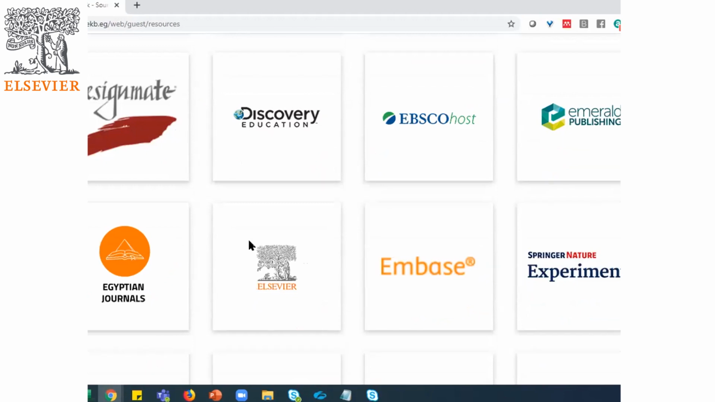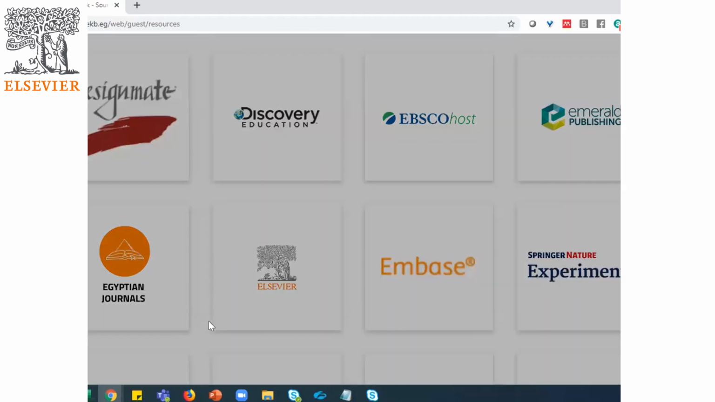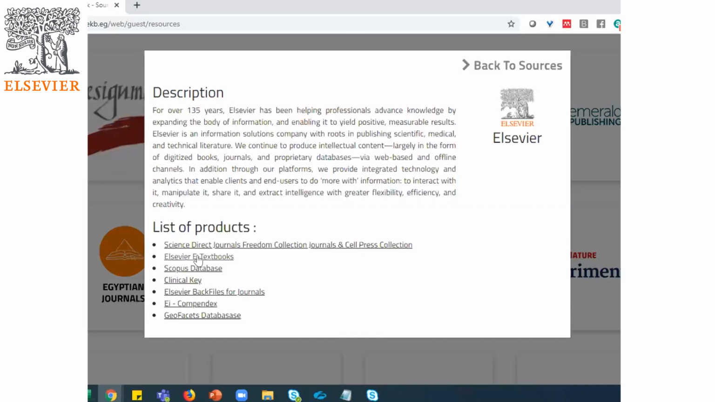If I click on Elsevier, I can see the list of solutions being provided by Elsevier: Science Direct textbooks, Scopus database, Clinical Key, Backfiles for journals, EI Compendex, and Geofacets database. And I just need you to notice that there are some Elsevier solutions that are not listed under Elsevier and are listed separately. Clinical Key is already mentioned here, and it's mentioned separately as well. But if you need to access Science Direct or Scopus, for example, you would need to go under Elsevier.